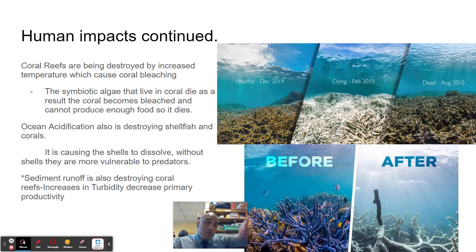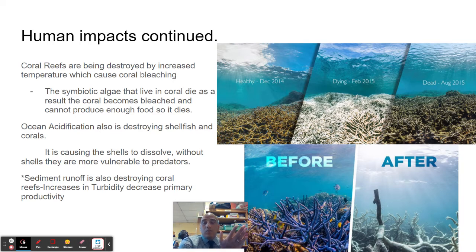Now, since CO2 is rising, more carbonic acid is becoming present in our oceans, which is decreasing the pH, which then causes the corals to dissolve. This allows any shell-bearing critters that live in the water to dissolve, and their shells are not as hard, and then they are easily predated on. So it destroys their fitness, their ability to survive and reproduce.